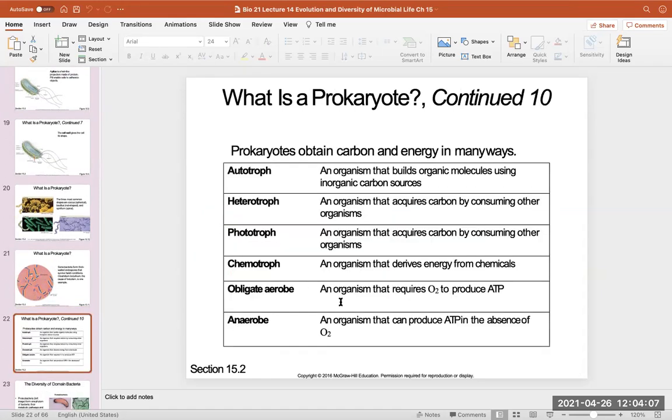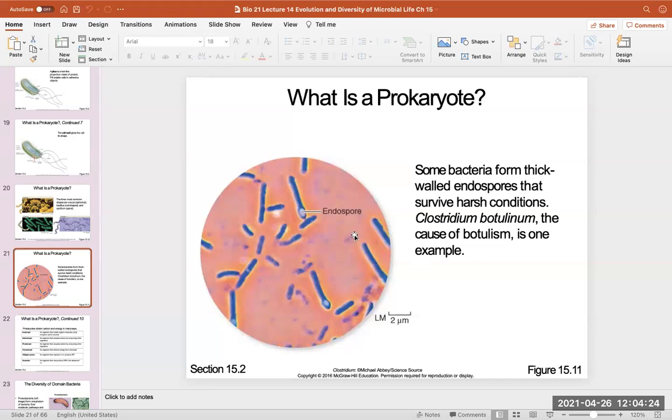Another flashcard for this. Know what autotrophs are? Which ones are autotrophs? Heterotrophs, protista. Some of the protista is heterotroph, some of the protista is autotroph and phototroph. Chemotrophs, obligate aerobes, and anaerobes. This would be an anaerobe because it can live without oxygen.